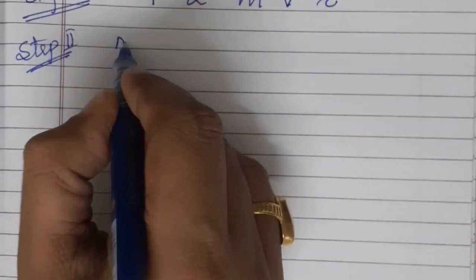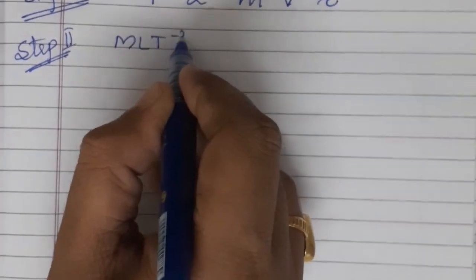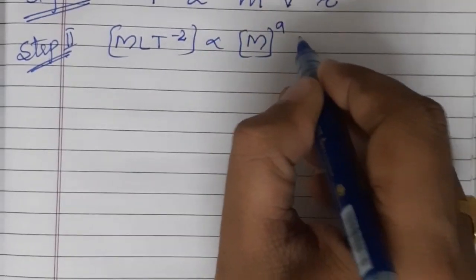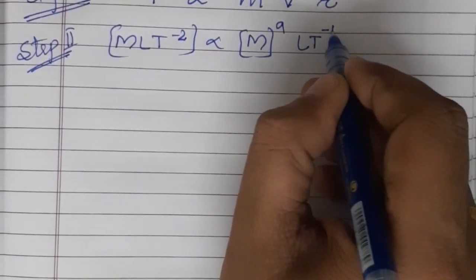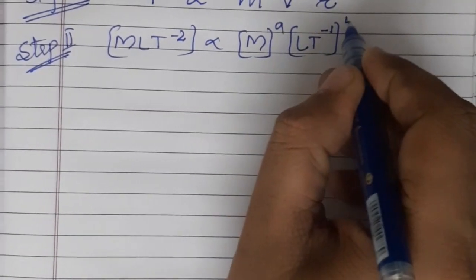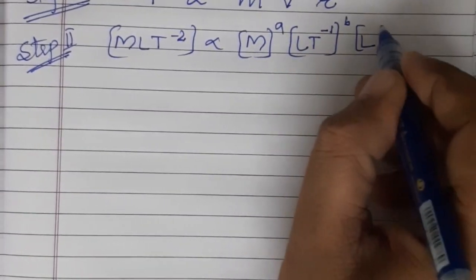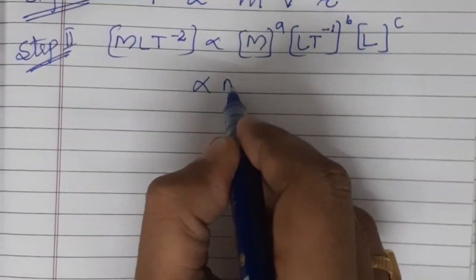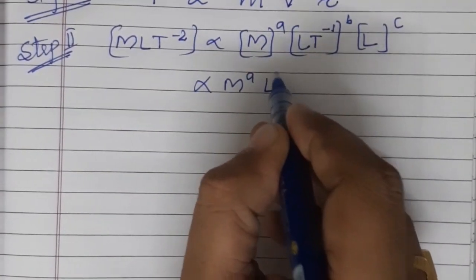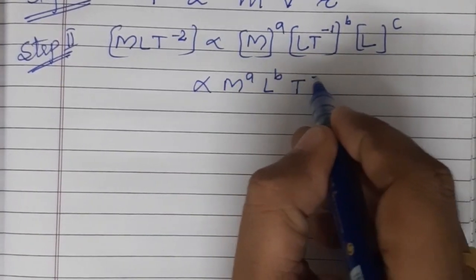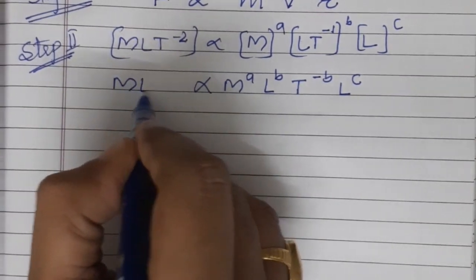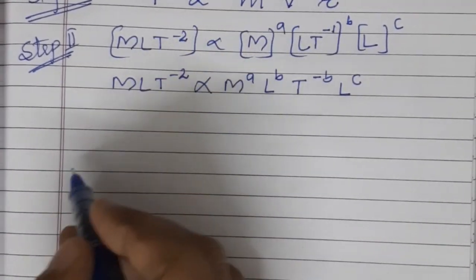Force is mLT minus 2, directly proportional to mass, that is m, velocity, that is LT minus 1, radius, that is length. Now multiply these powers inside, you will get m raised power a, l raised power b, t raised power minus b, l raised power c. Along this side, mLT minus 2.